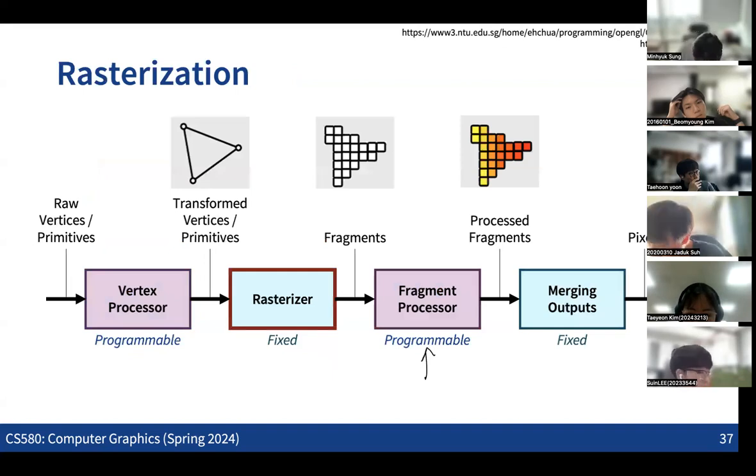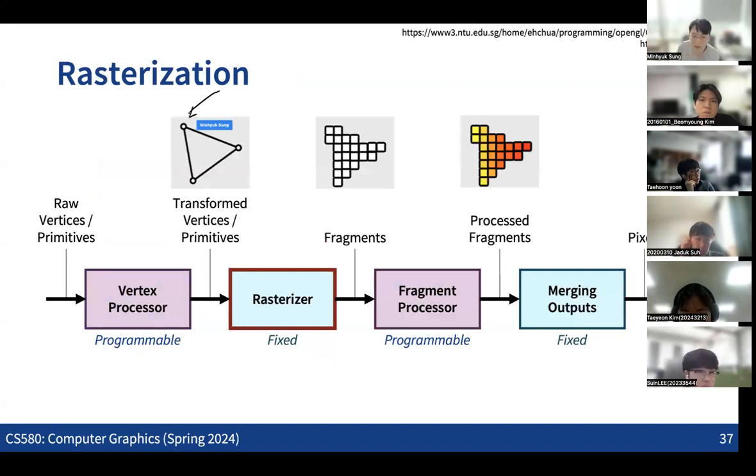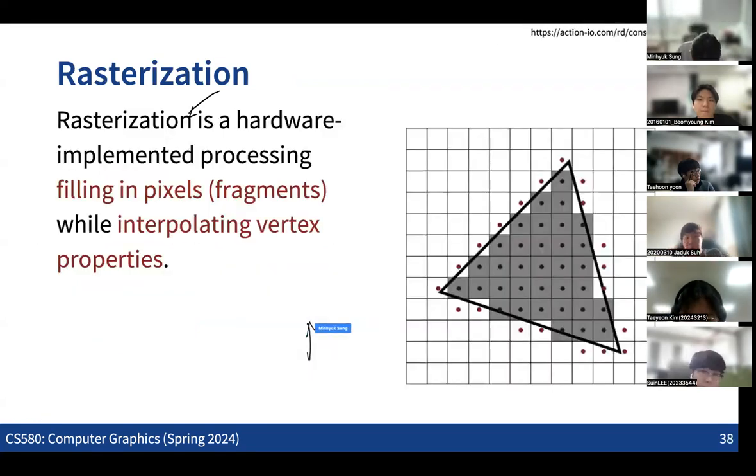Okay, so once we have applied this processing for the vertices, we are going to use this projected, or transformed, vertex information to fill out each of the pixels. That's happening in the rasterizer. The rasterization is a process which is implemented in the hardware. Typically we do not implement this process, but we just use the pre-implemented function in the hardware to fill out the pixels using the projected vertex information.